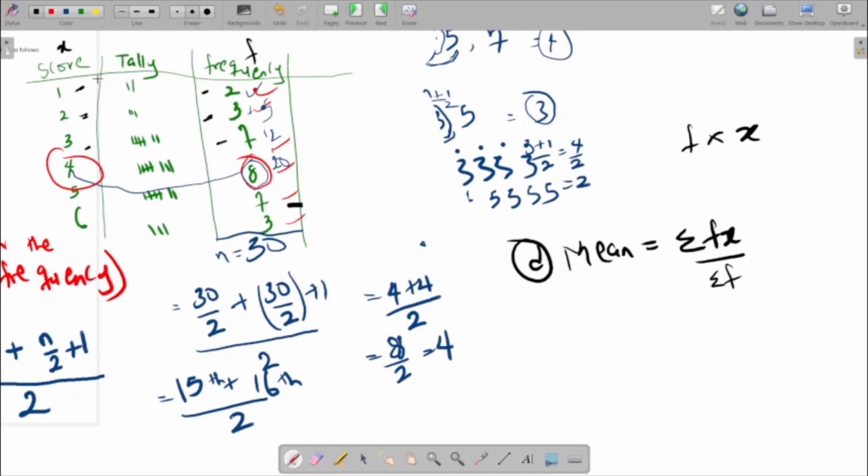So let's start with our fx. 1 times 2 will give us 2. 2 times 3 will give us 6. 3 times 7 will give us 21. And 4 times 8 will give us 32. 5 times 7 will give us 35. And 6 times 3 will give us 18.